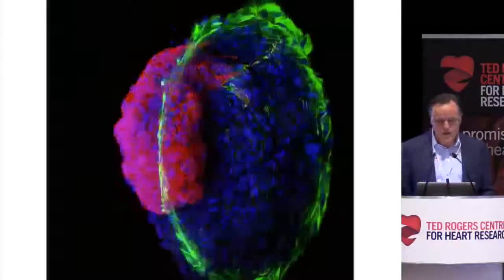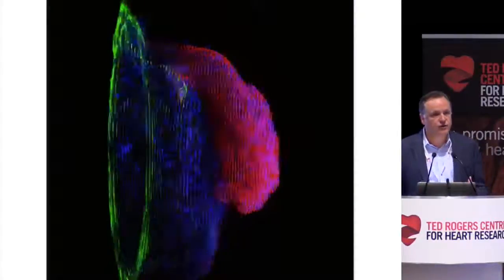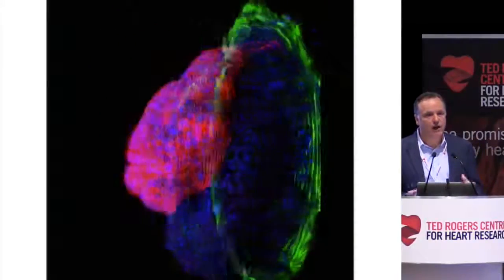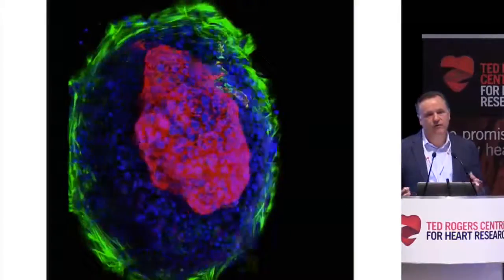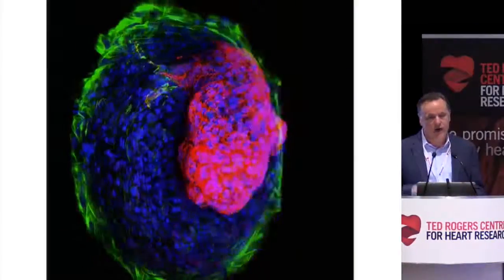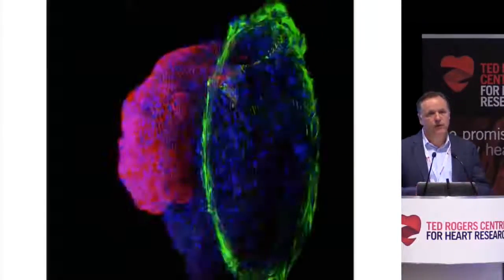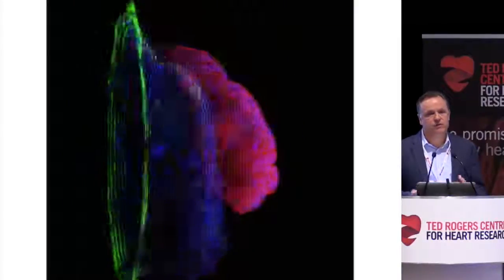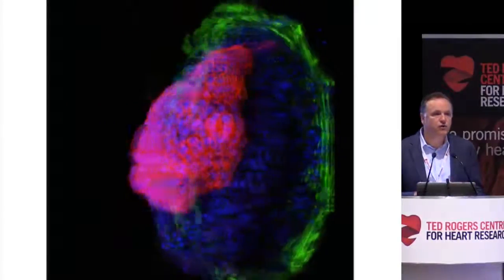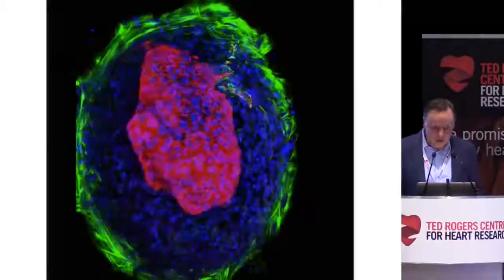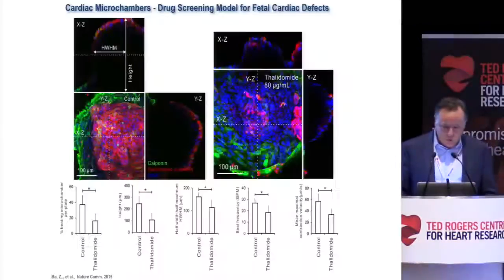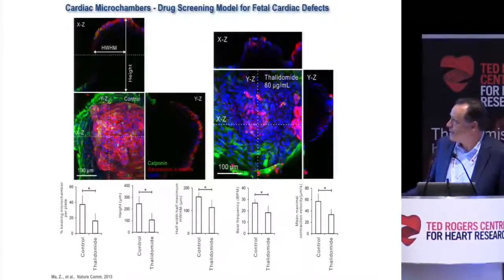And what that leads to are these cardiac microchambers. So they're actually hollow, and they're about 600 microns in diameter, and they have a height relationship. And we think these are good systems in which to start to study drug exposure to basically the developing heart. And so we were asked to do that. So we took thalidomide as the appropriate drug to look at.